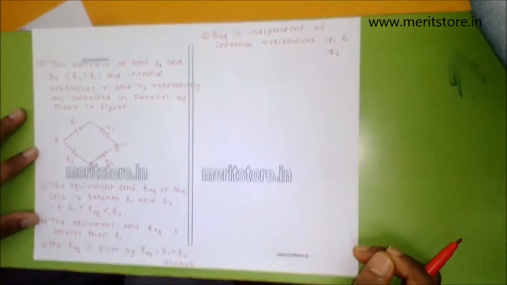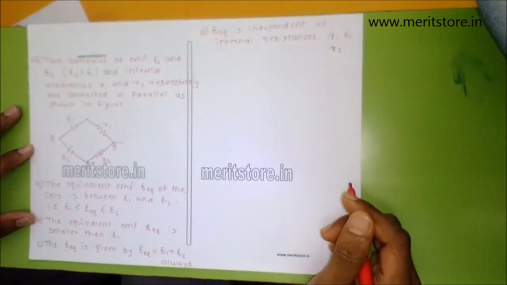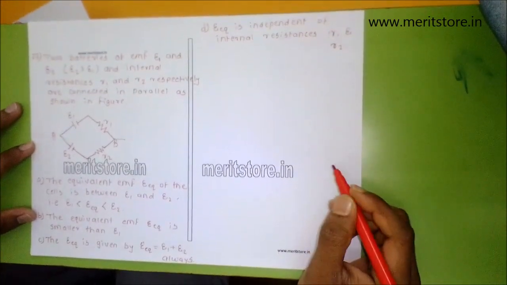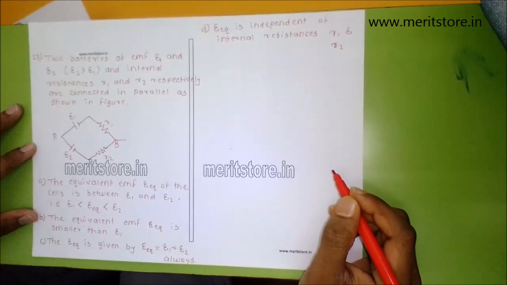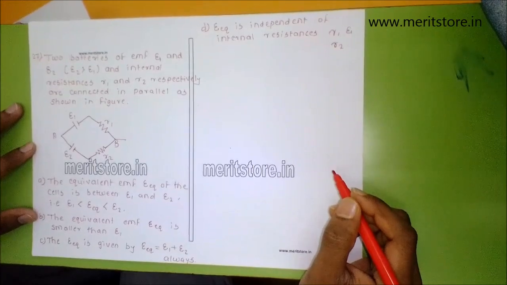Batteries of EMF epsilon 1 and epsilon 2, epsilon 2 being greater than epsilon 1, and internal resistances R1 and R2 respectively are connected in parallel as shown in the figure.